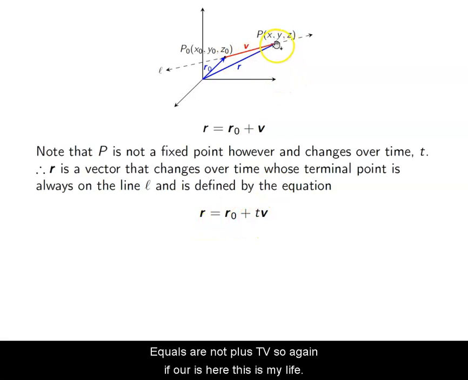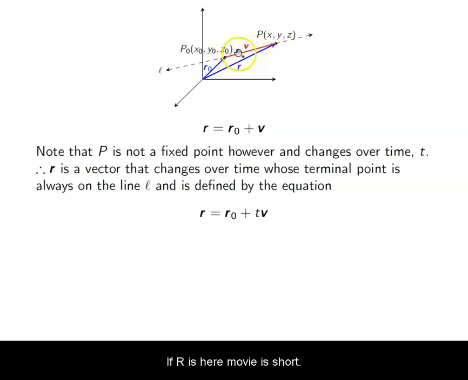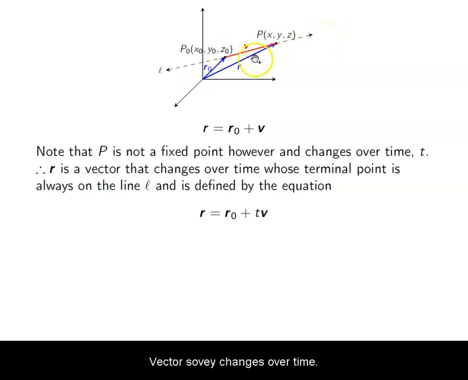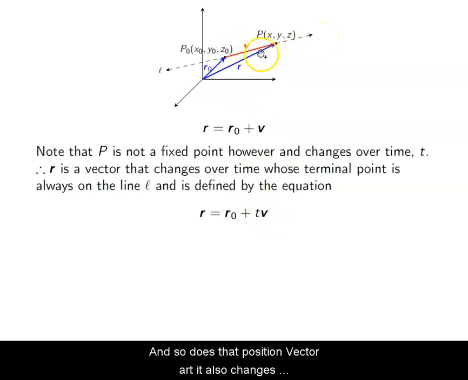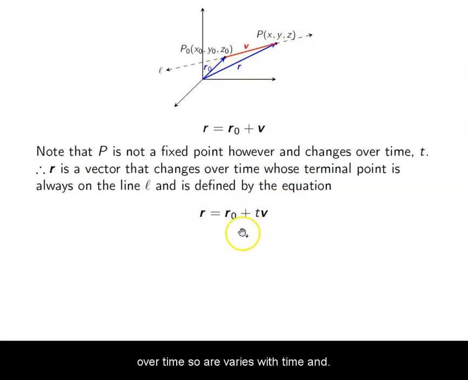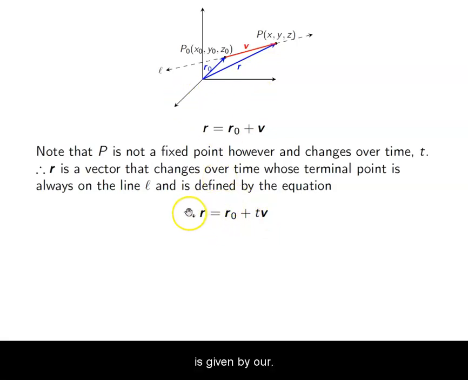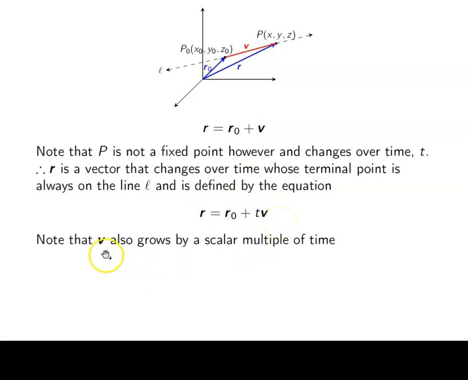So again, if r is here, this is my length of the v. If r is here, well, v is shorter, right? And my r vector is shorter. If my point in space is out here, my v vector will be longer, and so will my r vector. So v changes over time, and so does that position vector r. So r varies with time, and r is actually what we want to get out. Any point on our line is given by r. So r equals r naught plus t times v. Okay. So again, notice that v is also a scalar multiple of time.